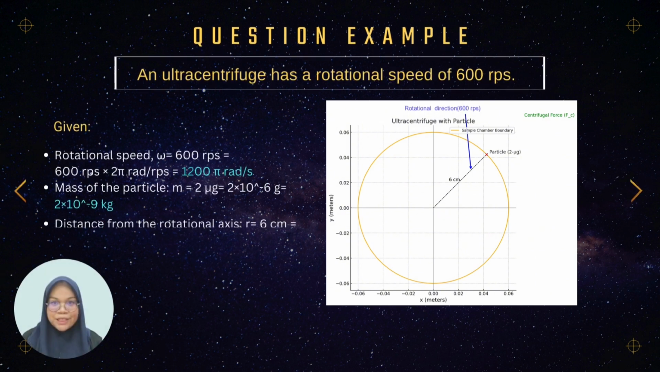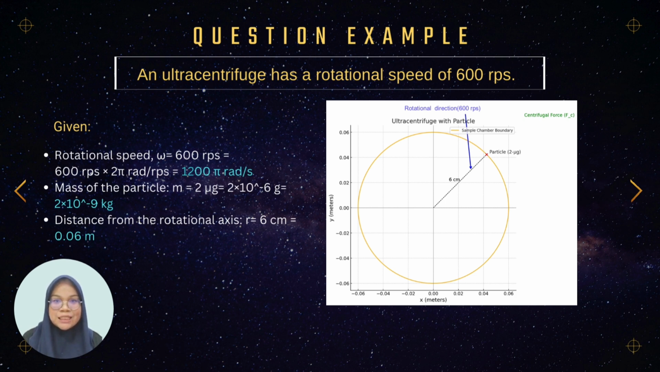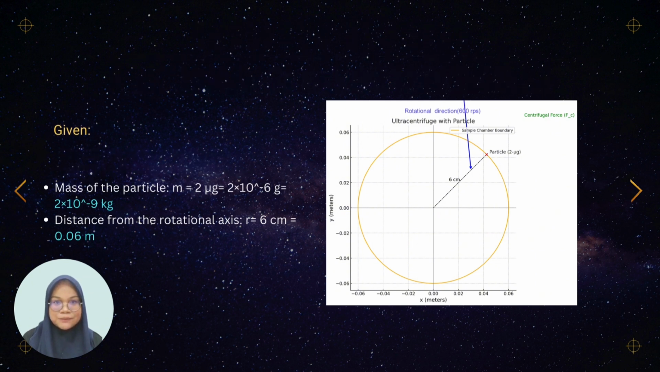Before we answer the problem, it is better to list down all the values given and convert them into standard units. First, rotational speed omega is 600 rps. We need to convert 600 rps into radian per second, which we can get by multiplying the value by 2 pi radian per rps. Hence, omega is equal to 1200 pi radian per second. Second, the mass of the particle m is 2 microgram, equal to 2 times 10 to the power of negative 6 gram, which equals 2 times 10 to the power of negative 9 kilogram. Third, the distance from the rotational axis r is 6 cm, which equals 0.06 meter.